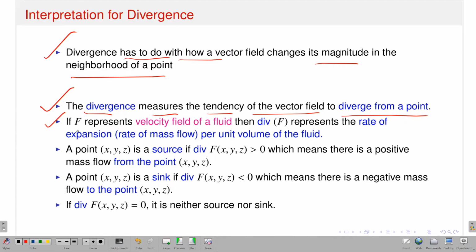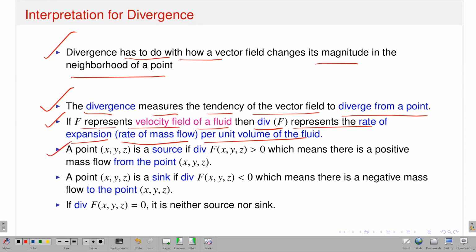Number 3, if capital F represents the velocity field of a fluid, as in physical applications, then the divergence of capital F represents the rate of expansion or rate of mass flow per unit volume of the fluid. So, if I take the velocity field of a fluid and calculate its divergence, it represents the rate of expansion or rate of mass flow per unit volume.